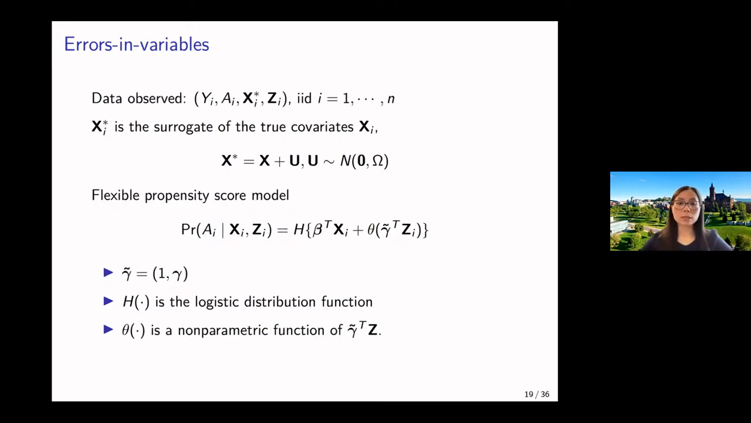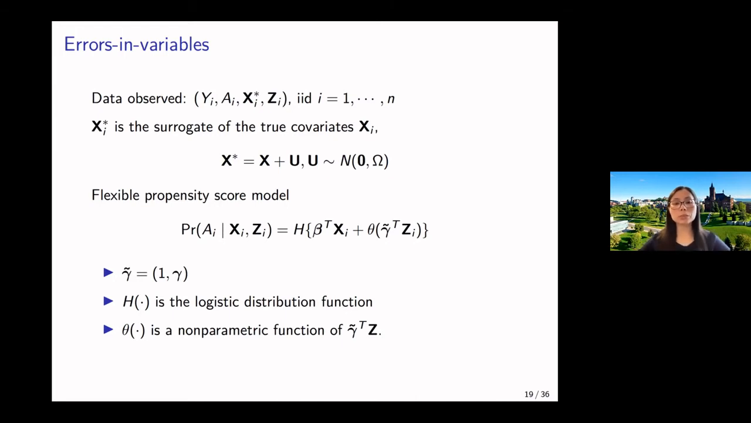So let me define some notation before we go into the model. So assume that we observe the data with outcome Y, and A for the treatment, and X and Z, those are the covariates.